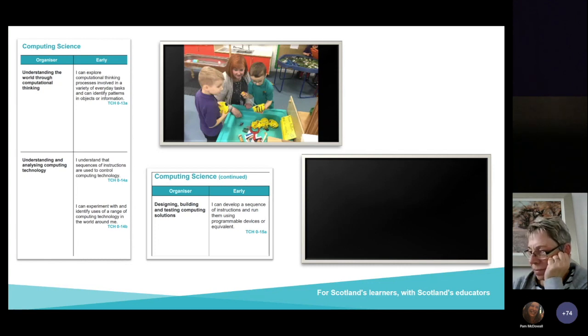And now more than ever, we need those critical thinkers, we need those problem solvers to be able to solve those big world problems that we're all facing today. We then move on to understanding and analysing computing technology. What does that look like in the world around us? Do we understand how it works? Do we understand really how the internet works? When we switch on a computer and we want to find an answer to a question, what actually is that all about? What is the difference between the internet and the World Wide Web?